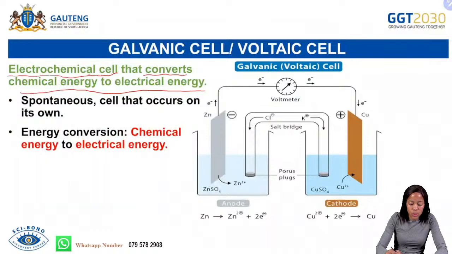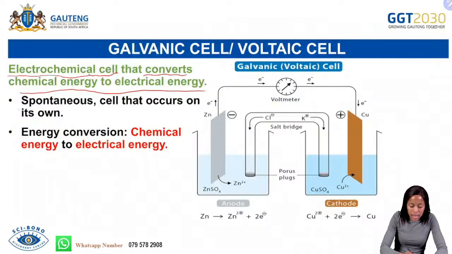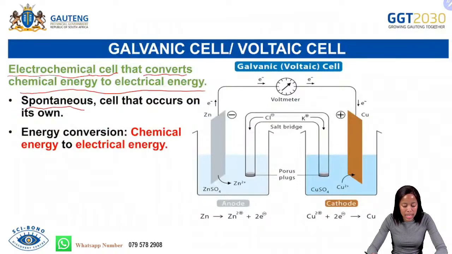Okay, number 2, what do we need to note about a galvanic cell? A galvanic cell is spontaneous. The word spontaneous means it is a cell that will occur on its own. In the exam, the question can be, is this cell spontaneous or non-spontaneous? Because remember, we also have the electrolytic cell. But with a galvanic cell, it is going to be a spontaneous cell, meaning that it occurs on its own.